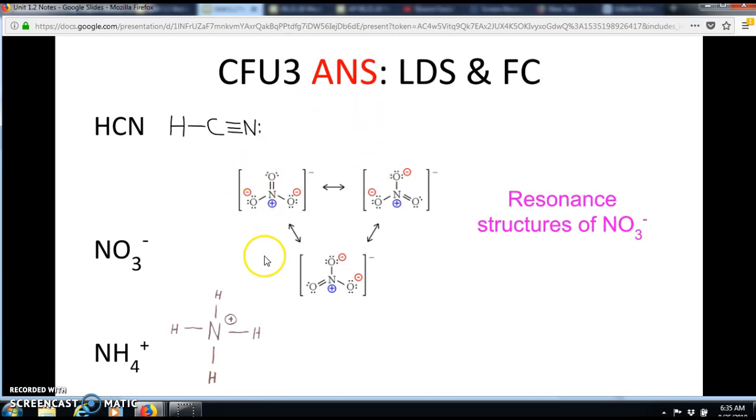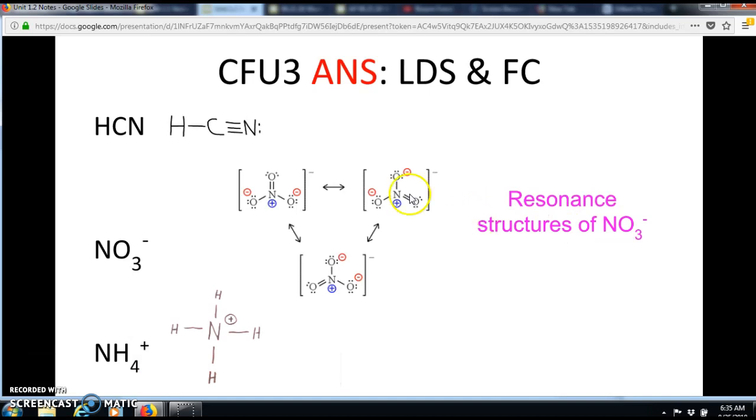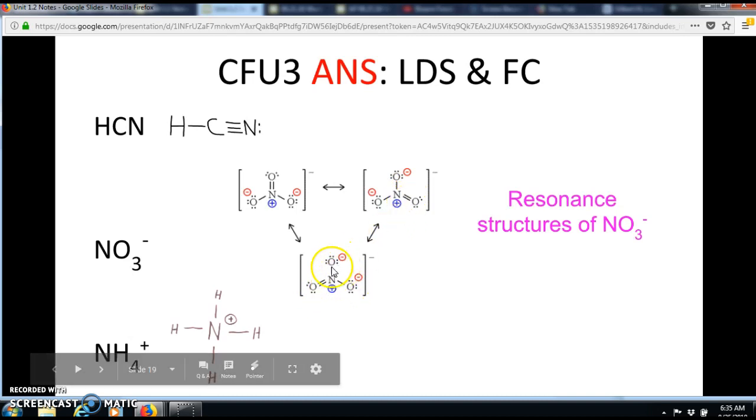And I just wanted to point out that either one of these would be fine, but these are all resonance structures of NO3, and they're known as resonance structures because essentially what happens is the placement of the double or triple bonds could shift, and also the charges could shift, but the overall skeletal structure remains the same.